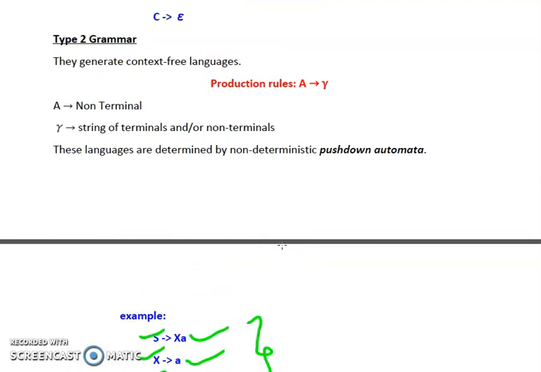Now, just to summarize, we can say that type 2 grammar generate context-free languages that can be recognized by a non-deterministic pushdown automata, and it follows a production rule of the form A tends to gamma, where A is a single non-terminal and gamma is a string of terminals or non-terminals or combination of terminals as well as non-terminals.